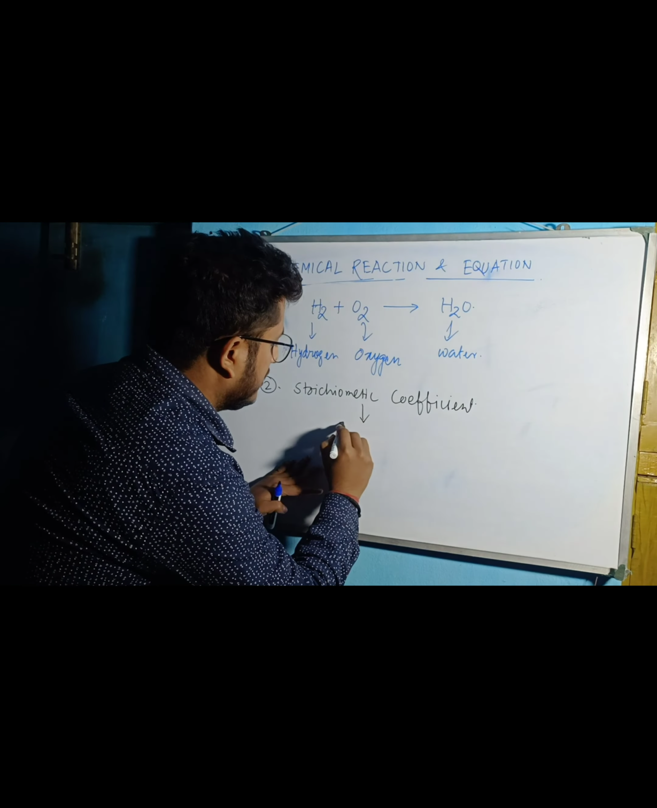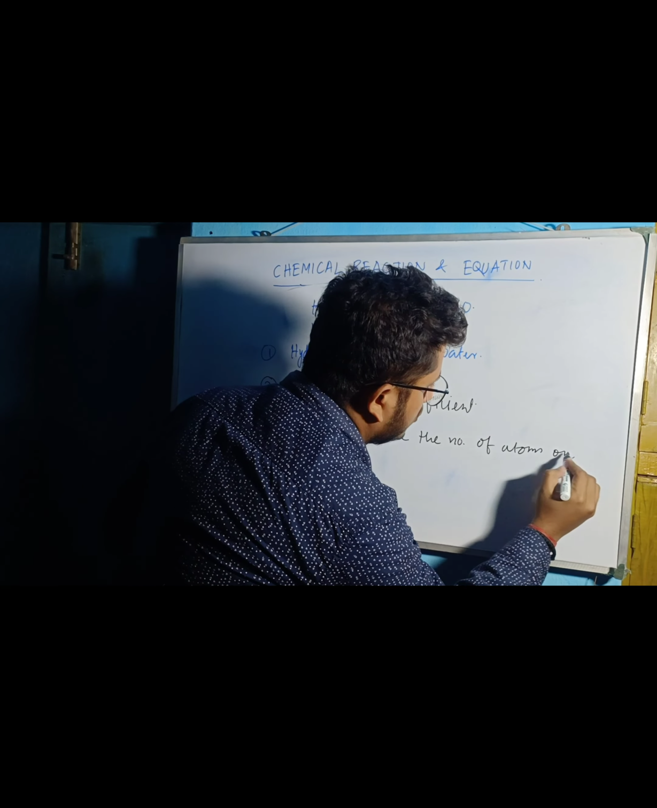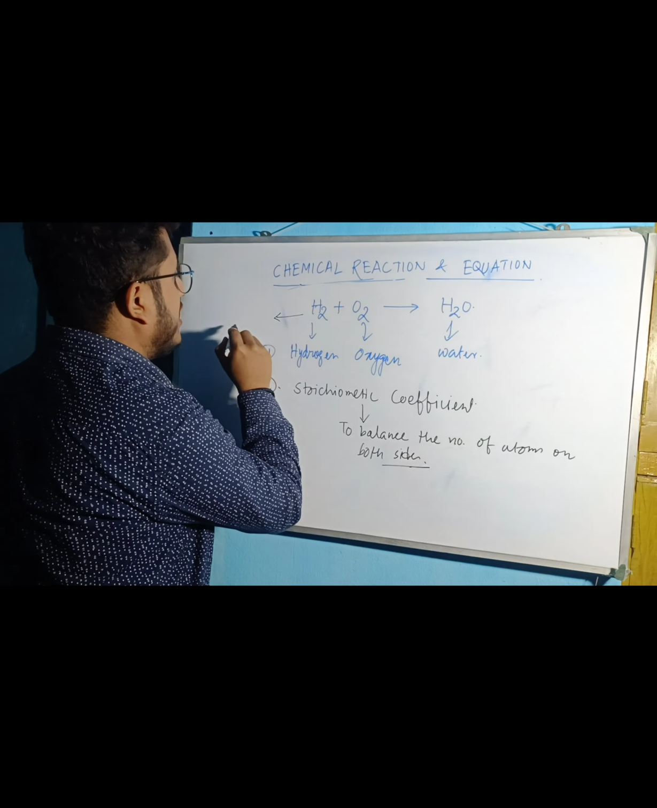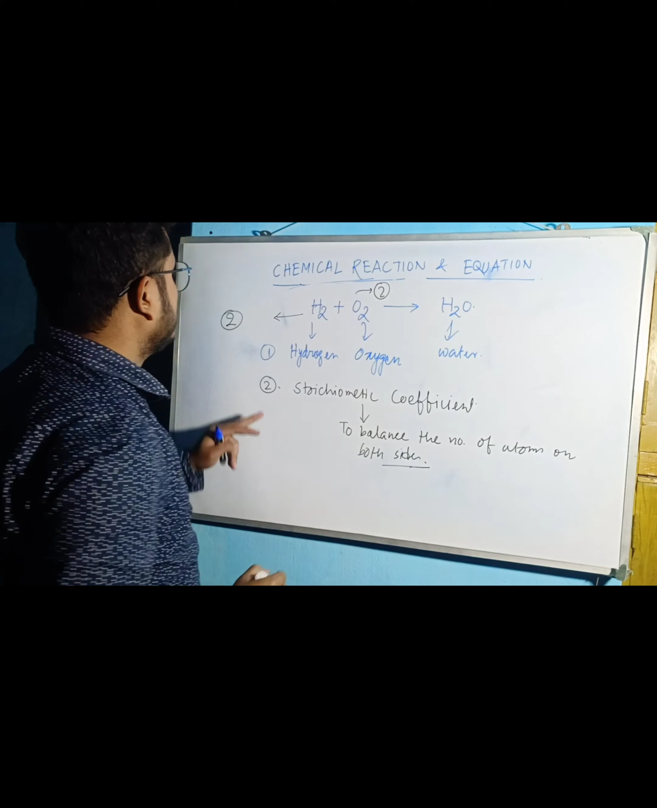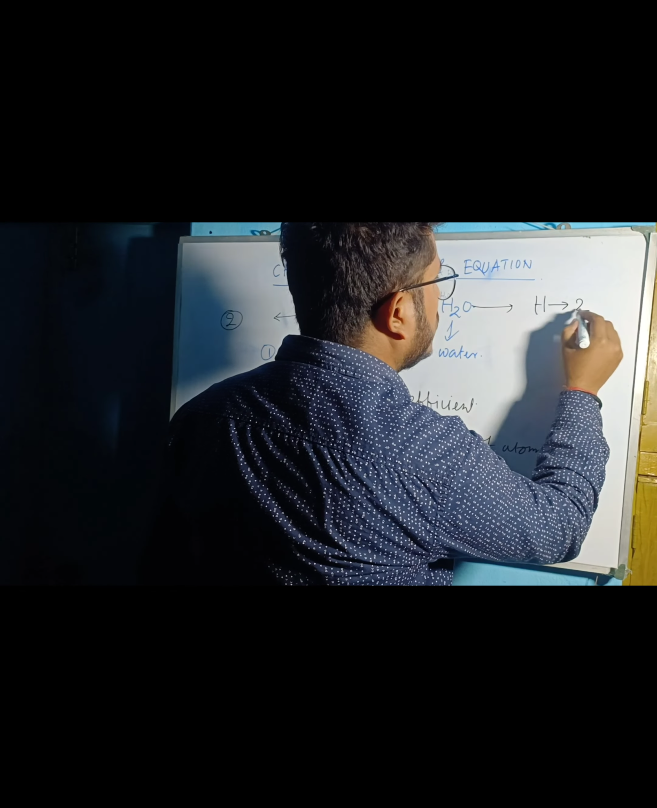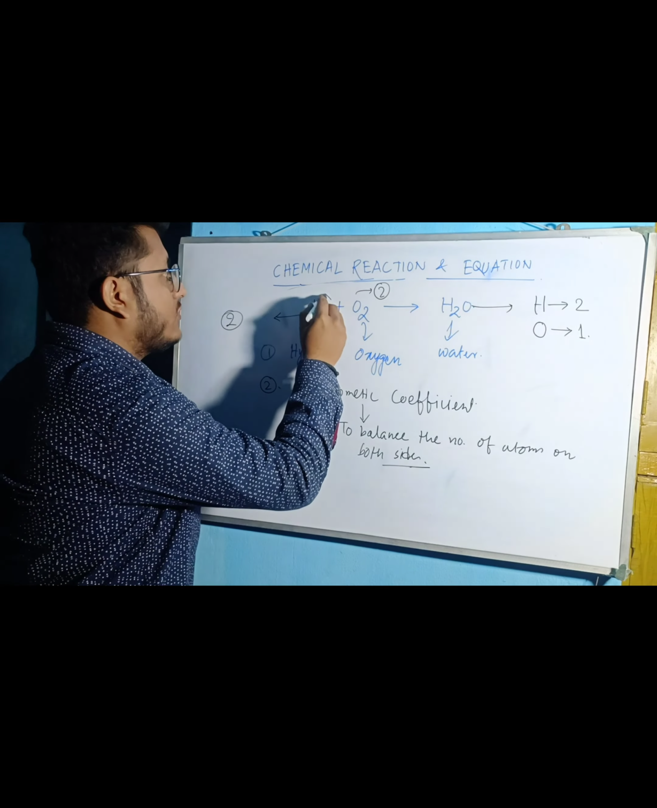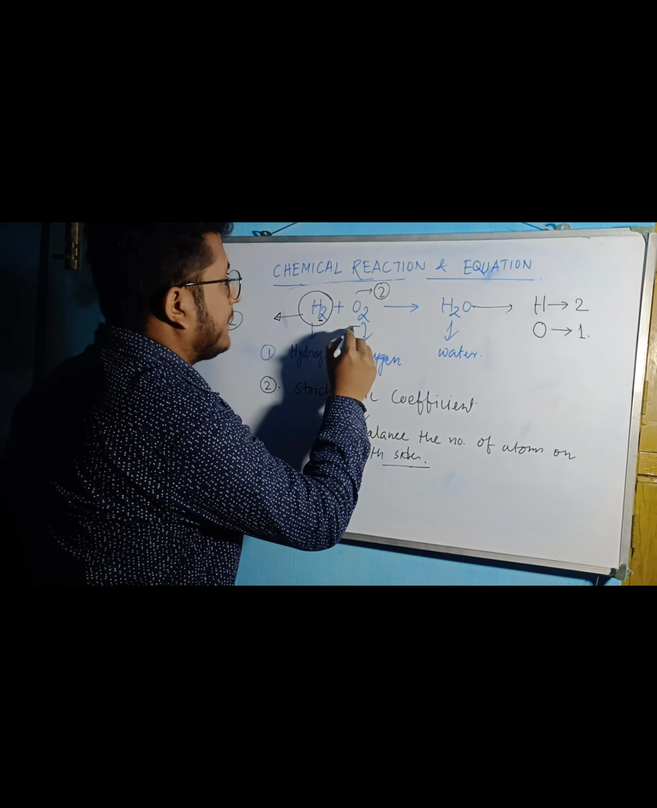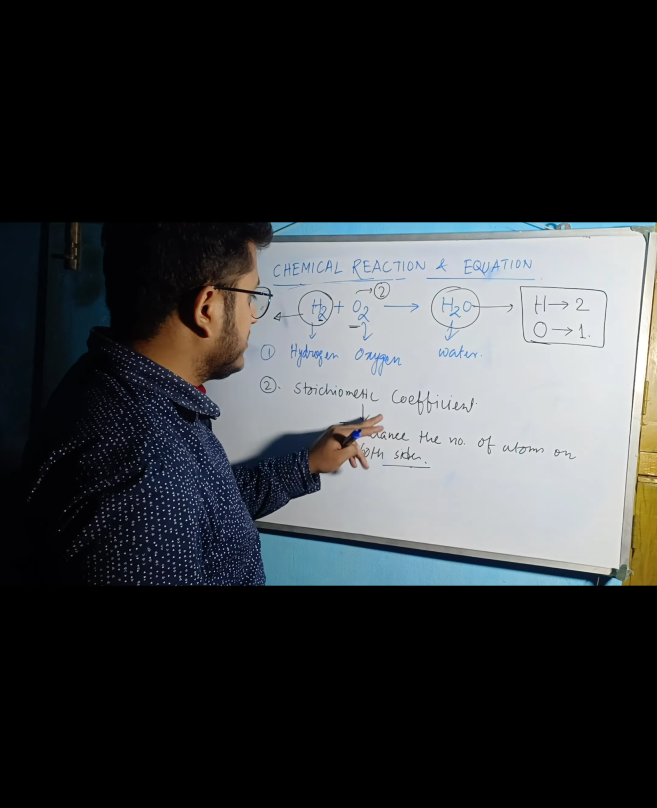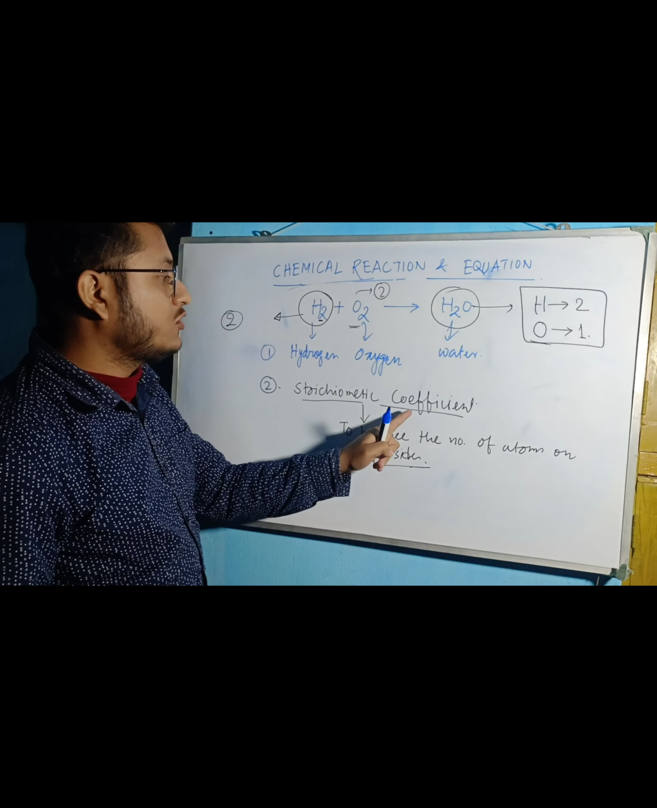To balance the number of atoms on both sides. Here the number of hydrogen atoms is 2 and the number of oxygen atoms is 2. But on the right hand side, the number of hydrogen atoms is 2, but the number of oxygen atoms is 1. We should consider the individual atoms of each element. So the stoichiometric coefficient is not satisfied here.